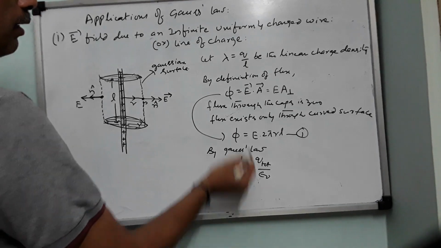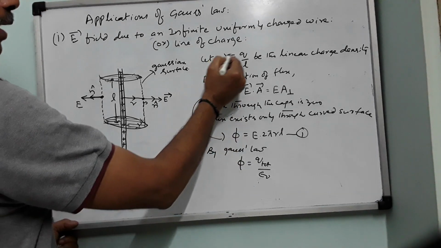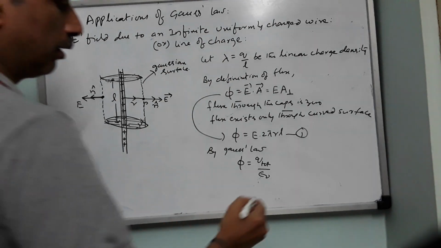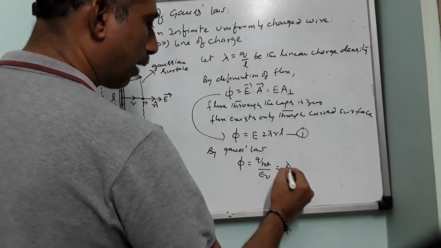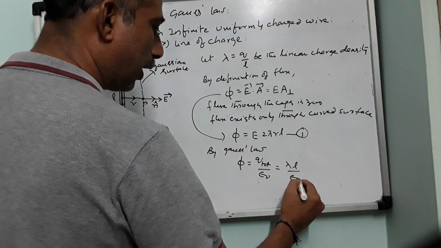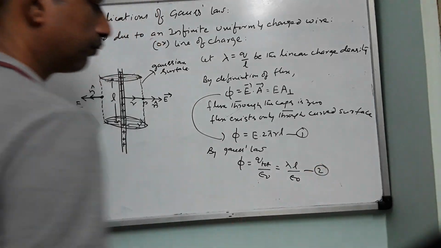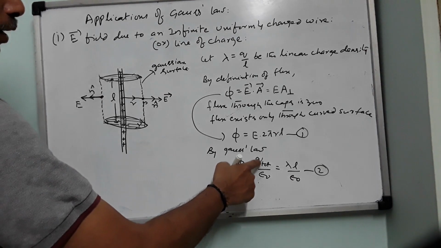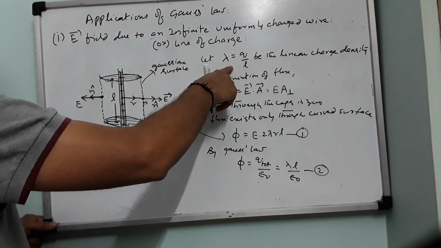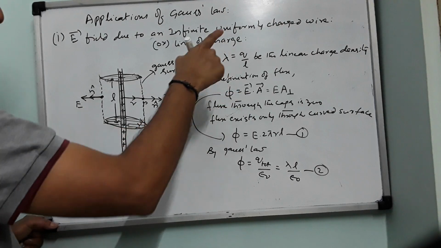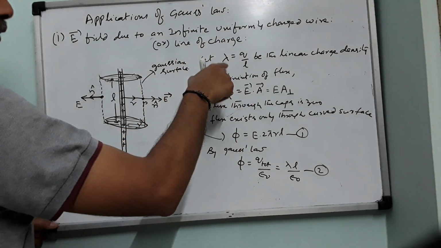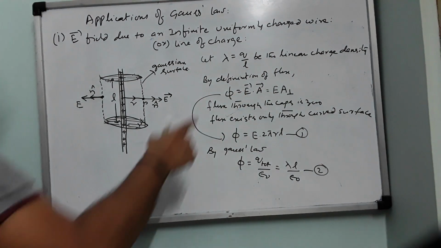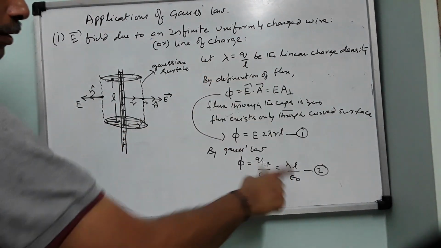How do you calculate that? From this equation, lambda equals Q by L. Therefore, Q equals lambda into L. So I will write here, lambda into L divided by epsilon naught. This is equation 2. This is one of the important equations. Q total you calculate from that assumption only, that lambda equals Q by L, the linear charge density of the wire. So that Q total is nothing but lambda into L.